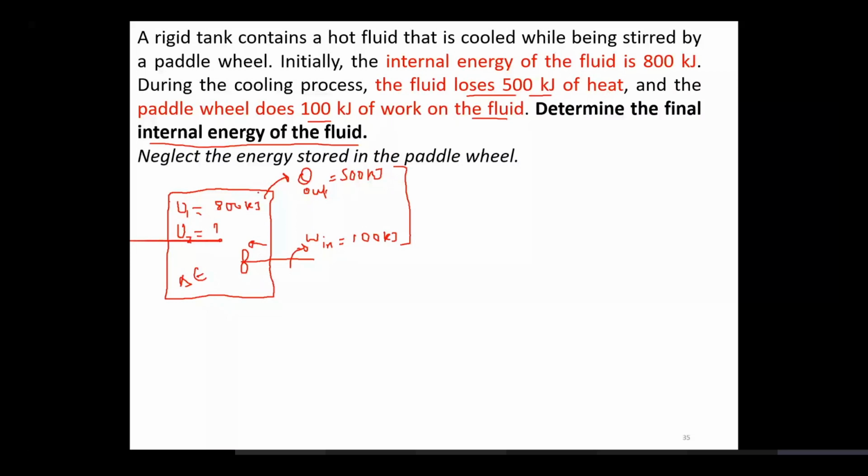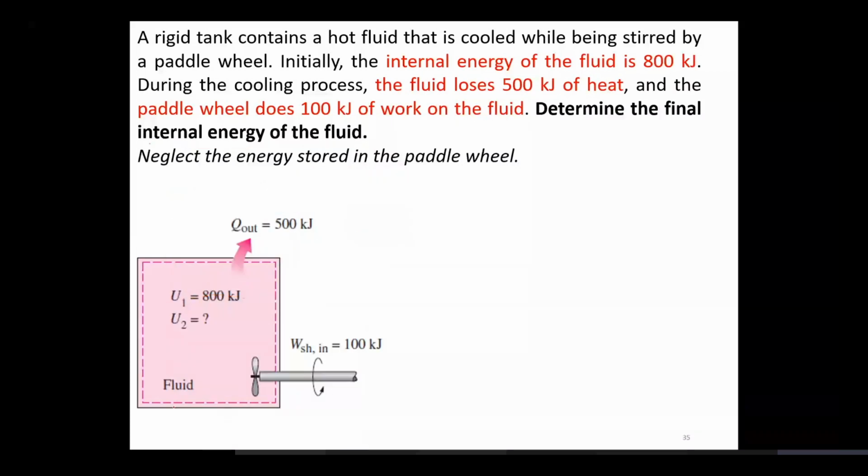So you have the system with you over here again, where shaft work coming into the system is 100 kilojoules, heat going out is 500 kilojoules. Initially, the system is at internal energy of 800 kilojoules. What is the final internal energy of the system? How do you move on with the assumptions? Once you have drawn the schematic, you move on with the assumptions.